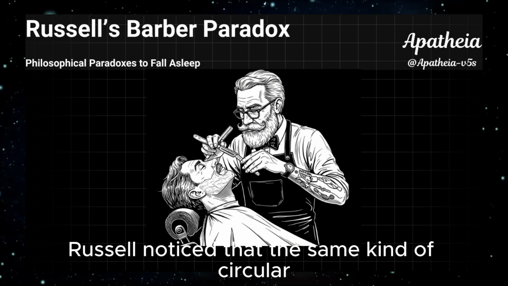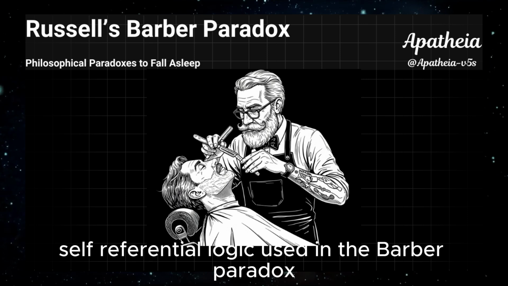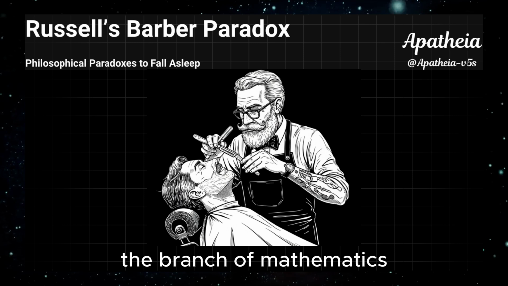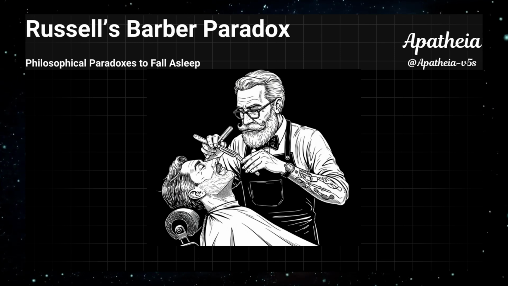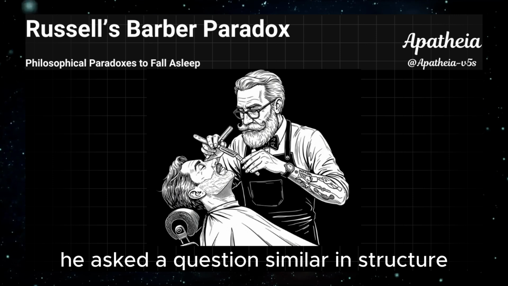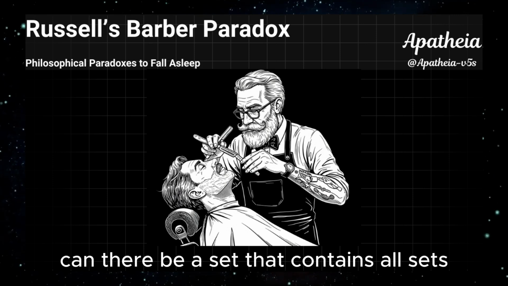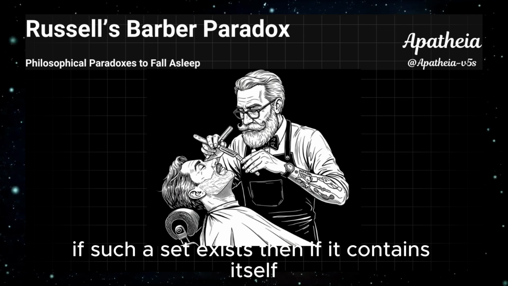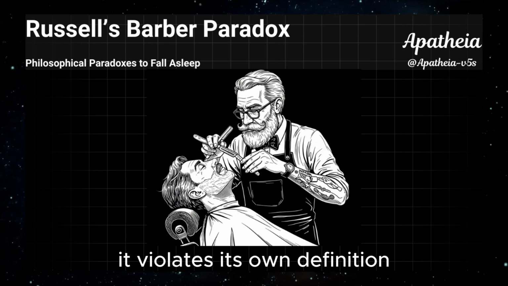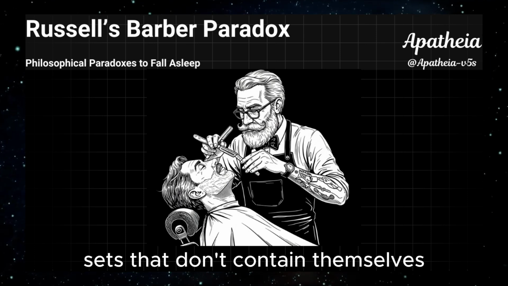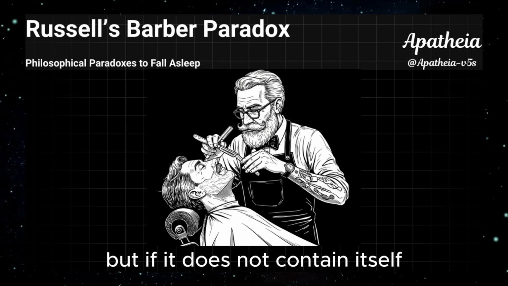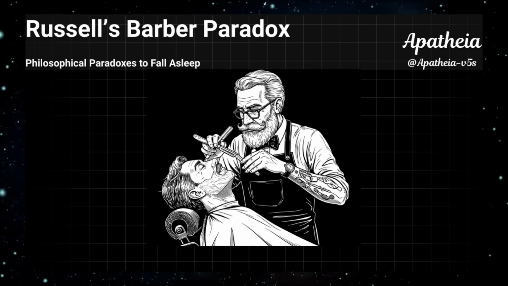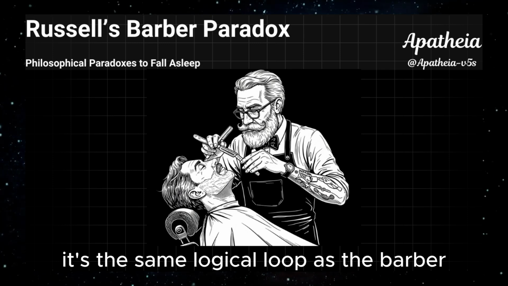Russell noticed that the same kind of circular, self-referential logic used in the Barber Paradox could appear in set theory, the branch of mathematics that deals with collections of objects. He asked a question similar in structure. Can there be a set that contains all sets that do not contain themselves? If such a set exists, then if it contains itself, it violates its own definition, because it should only contain sets that don't contain themselves. But if it does not contain itself, then by definition it should contain itself. Sound familiar? It's the same logical loop as the barber.